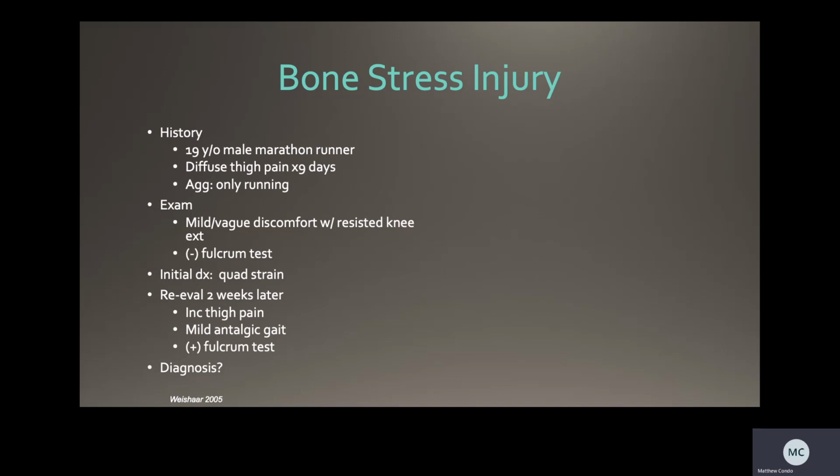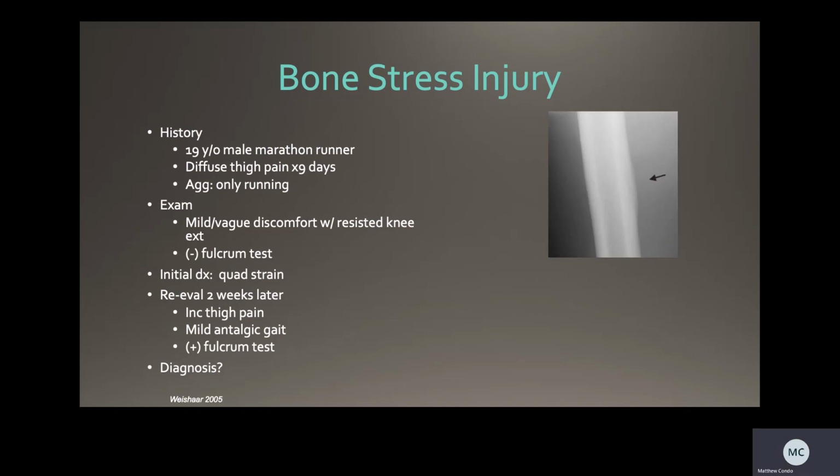So what can we say? We can say, hey, PT is not working, right? Because we've seen him for 2 weeks and his thigh pain's worse. So I think we can safely say PT is not working. We also can say this person now has a fulcrum test that's positive. That's highly correlated with a bone stress injury. Can we get this person an MRI?